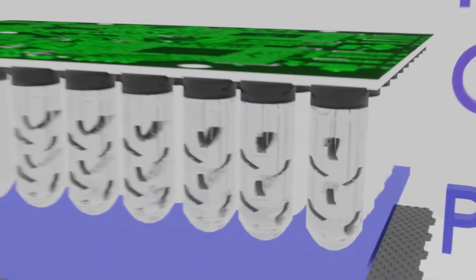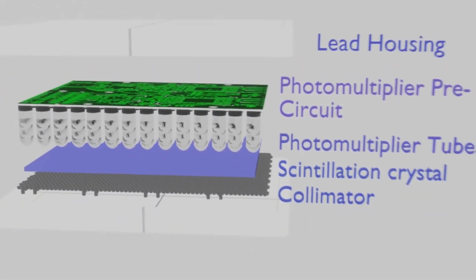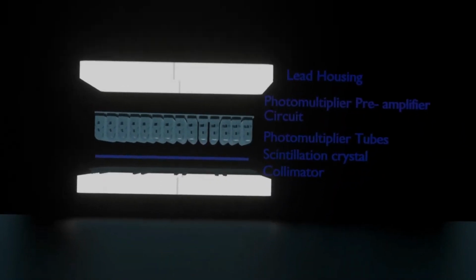The second is that the crystal is viewed by an array of PM tubes rather than a single PM tube. Signals from the PM tubes are fed to electronic or digital position logic circuits, which determine the XY location of each scintillation event as it occurs by using the weighted average of the PM tube signals.